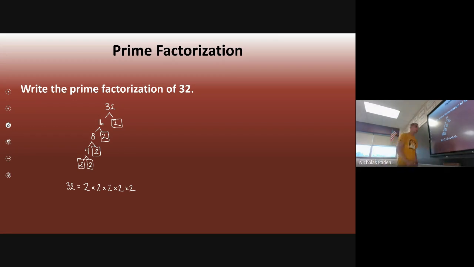So how would I rewrite that using exponents? 32 equals 2 to the 5th power. And that's it. Because there's no other numbers that are prime in 32 other than just the 2.